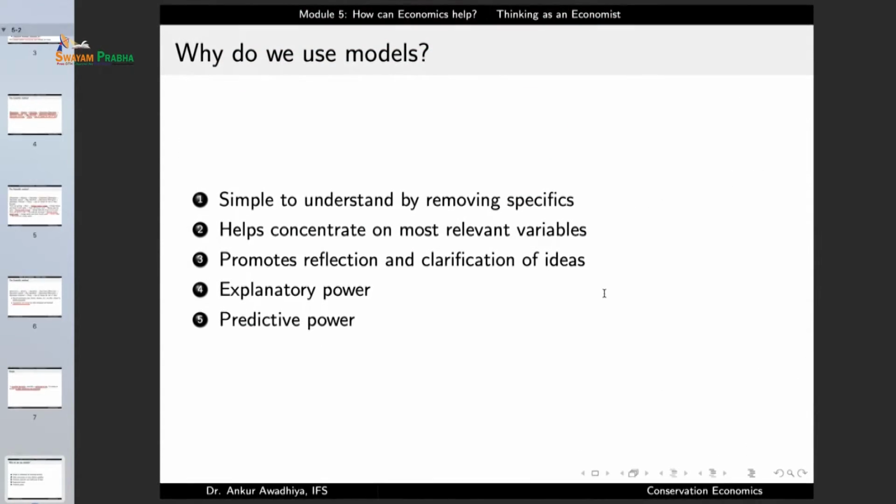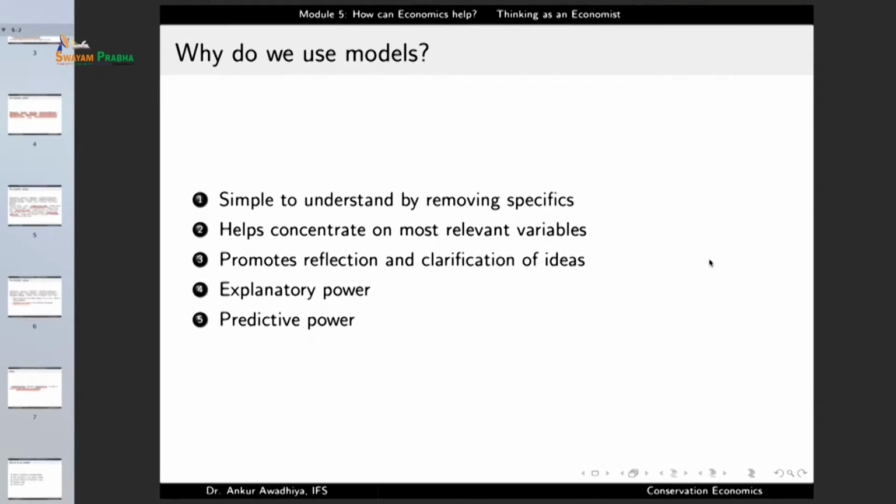So why do we use models? Models are simple to understand by removing the specifics. So in the case of the climatic model, you are removing the specifics about which date, or on which date what was the temperature. We are just looking at a very simplified depiction where we say that so and so months are summer months, so and so months are winter months, and then spring and autumn and so on. So they make things simple to understand by removing the specifics.